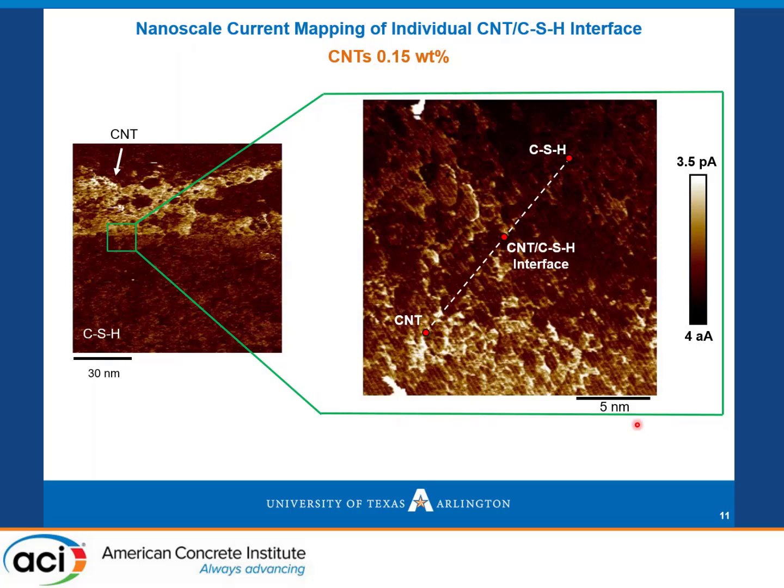So we were able to identify 3 different phases based on the current values. Here, in the lower part, the light color area is the surface of CNT. The upper part, the dark color, is the CSH, and there is an intermediate part with a combination of light color and black color spots, which is the interface between the nanotube and CSH.